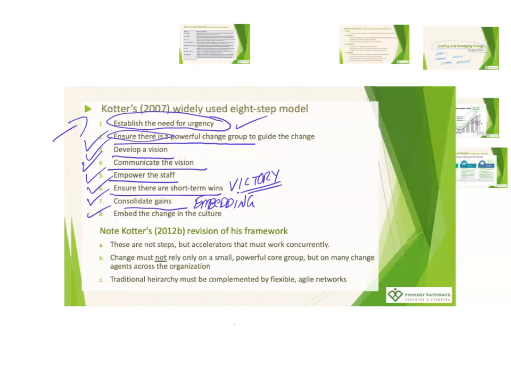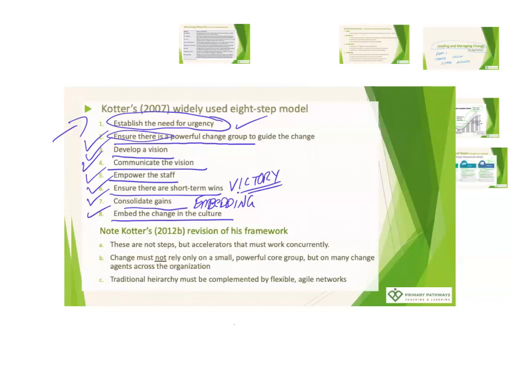And the last one is embedding the change in the culture. Now, what does this really mean? This means that whatever change is in place, it becomes part of the norms of behavior. It becomes part of the normative way we work, and we see it as a way of life within this organization and not something that is continually resisted down the road, which raises all kinds of other problems if that's the case. So embedding it in the culture means that people are not only buying into it, but they're implementing it as if it were just the normal way of working on a daily basis.